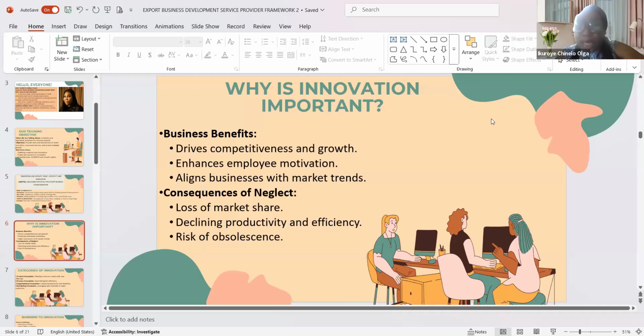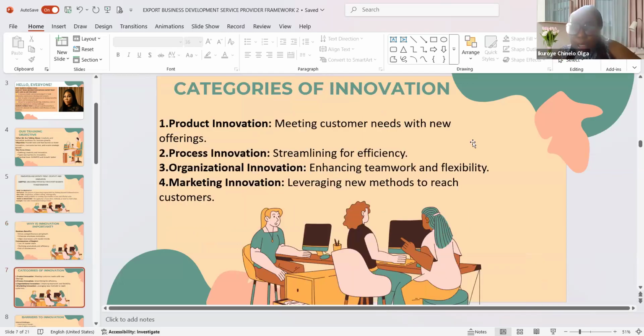And we do not want to think of losing market share or hearing that we are declining in productivity and efficiency. No. So innovation has its benefits and it has its consequences of neglect. So, the categories of innovation. First, it's divided into 4 categories.